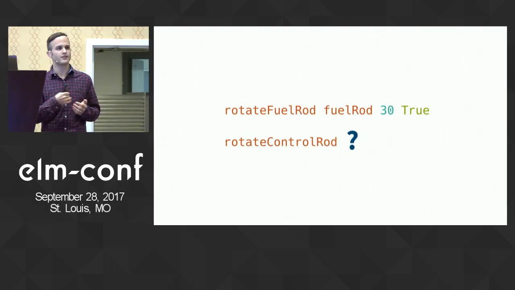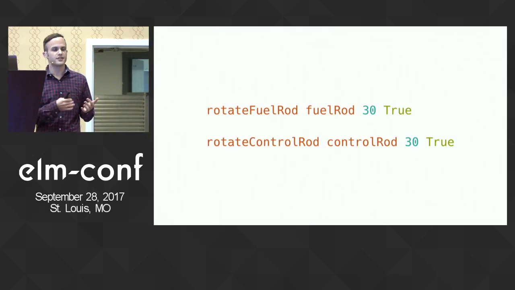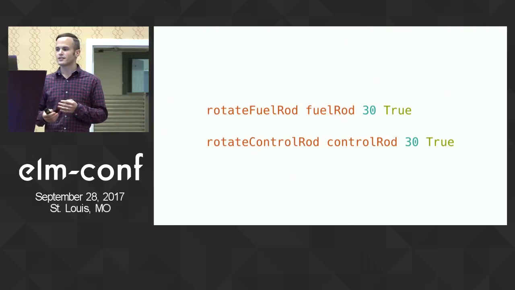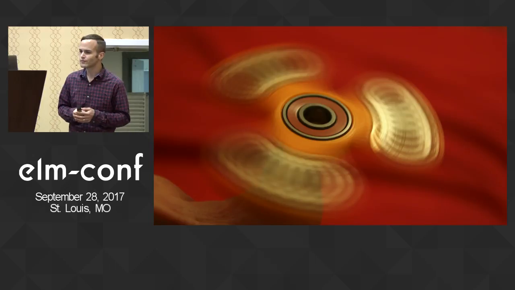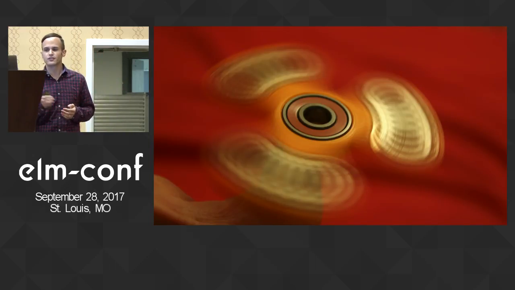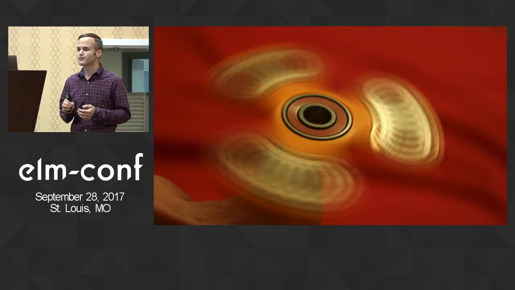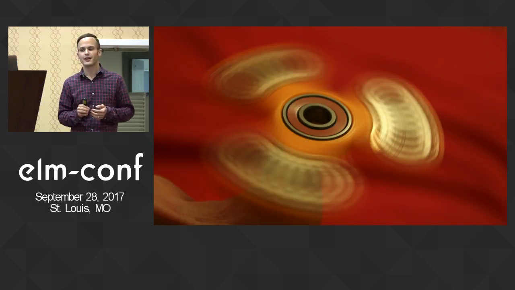So based on what rotate fuel rod looks like, we can assume that it rotates the fuel rod by 30 degrees when the second argument is true. It's perfect. This programmer needs to rotate the control rods by 30 degrees. So they make a similar call to rotate control rod, passing in 30 and true. To this programmer's dismay, though, the control rods end up rotating too far, over 270 degrees too far to be exact. So this gross overcalculation could be catastrophic, especially when dealing with nuclear power plants.